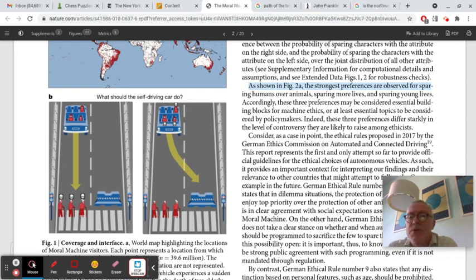the moral machine surveys, what they're really doing is trying to discover what our core ethical principles actually are, our shared core ethical principles. And it seems to me that sparing humans over animals, sparing more lives, and sparing young lives are fairly sound. That is, you have to test these things against your own intuitions. Are humans more important than animals? I would have to say yes. So they should always be chosen over animals.